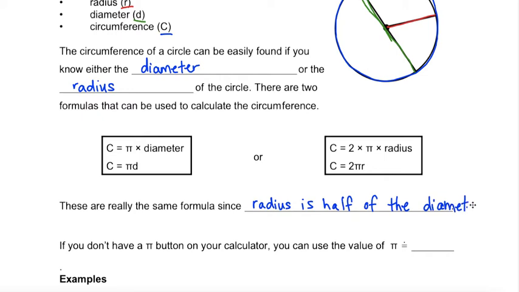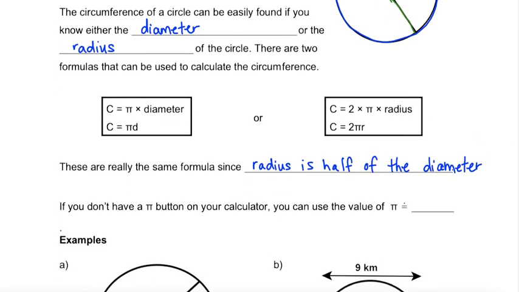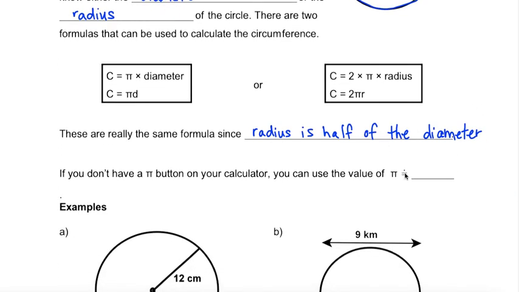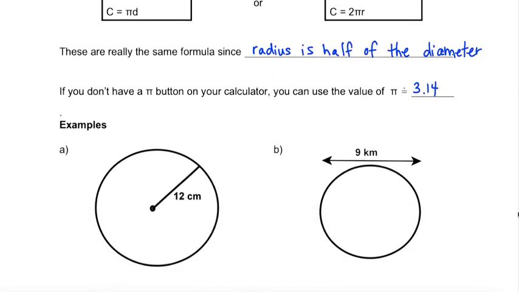So whatever the measurement you have will just dictate what formula you want to use. Remember that if you don't have a pi button on your calculator, you can use the value of pi, which is approximately 3.14. Now, pi is an irrational number. It goes on forever and never ends. But to make our calculation simple, we'll just use 3.14. Or if you have a pi button on your calculator, it'll put in as many decimal places as your calculator will hold. So let's take a look at some examples.